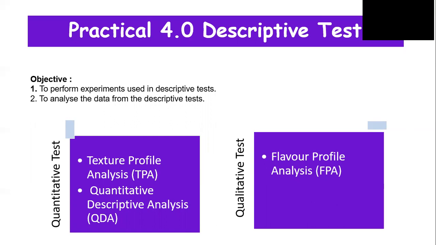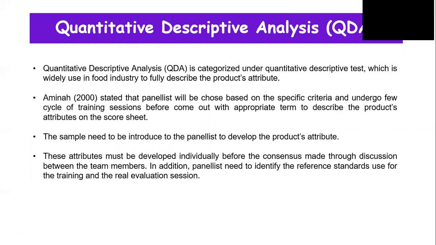And for your level, we only cover the quantitative descriptive analysis, this one, QDA. So what is QDA? It is categorized as a quantitative descriptive test, widely used in the food industry to fully describe the product's attributes. That's why we require trained panelists, because they have the ability to describe the product.